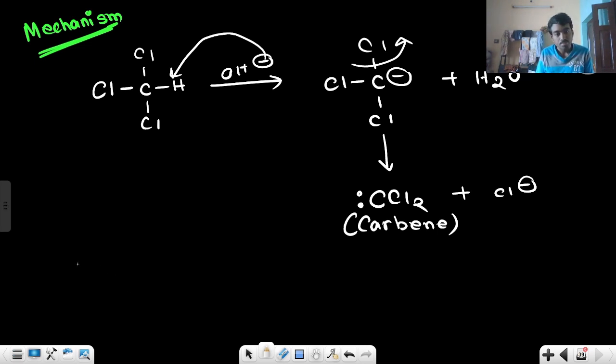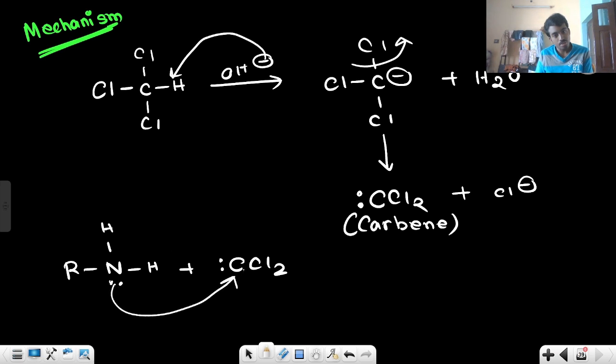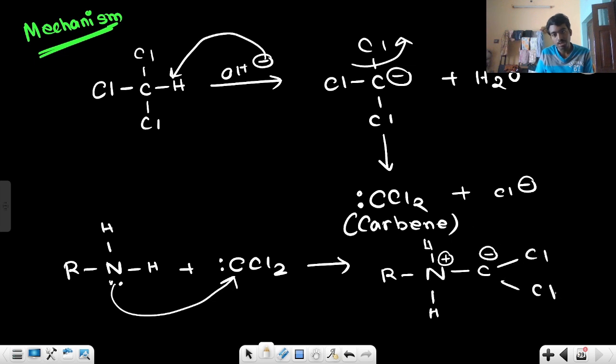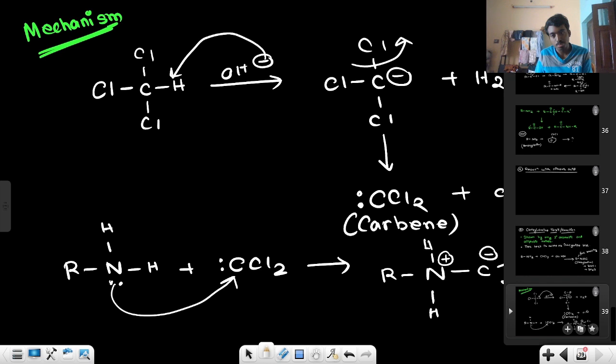Okay, now RNH2. The carbene is here to attack. The carbene has a lone pair of electrons, and this nitrogen also has a lone pair of electrons. So this nitrogen will attack this carbon now. Anyway, the carbon is short of electrons. So what happens is R, N, H, H, nitrogen gets a positive charge, carbon gets a negative charge, and 2 chlorines are attached as well. Right? Okay, now let me move on to the next slide. Just copy this slide.